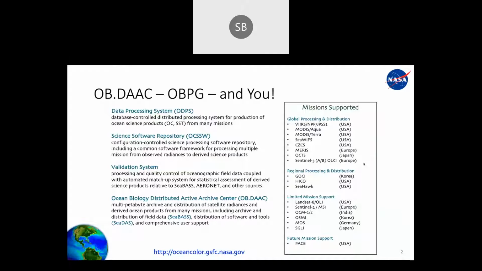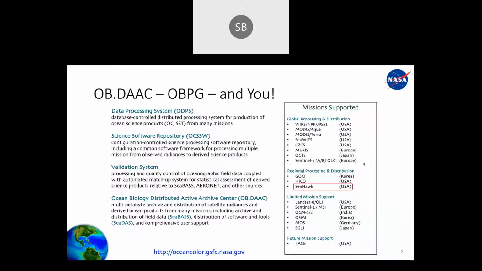A few of those missions are only regional in collection, and so those would include the GOCI instrument, which is from the Korean Space Agency, and that is a geostationary instrument that looks primarily at a region focused on Korea and the Japan Sea. The HICO instrument, which was on board the International Space Station, and the instrument I'll be talking to you about today, SeaHawk.